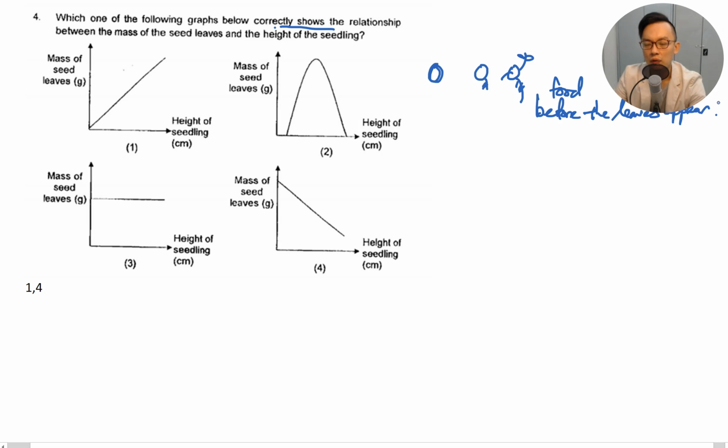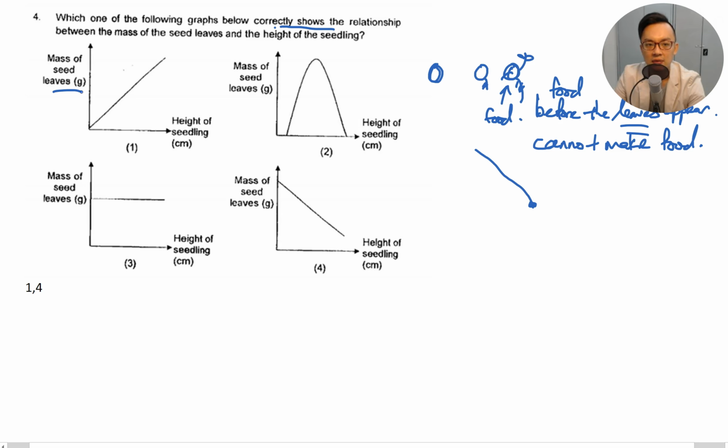Now why does the plant need food before the leaves appear? Because they do not have leaves, so they cannot make food. So therefore, this is their store of food. So that's why as the plant grows, before the first leaves come out, the store of food will get lower and lower. And by this low period, hopefully the leaves will come out and then they do not need that food anymore. So let's take a look.